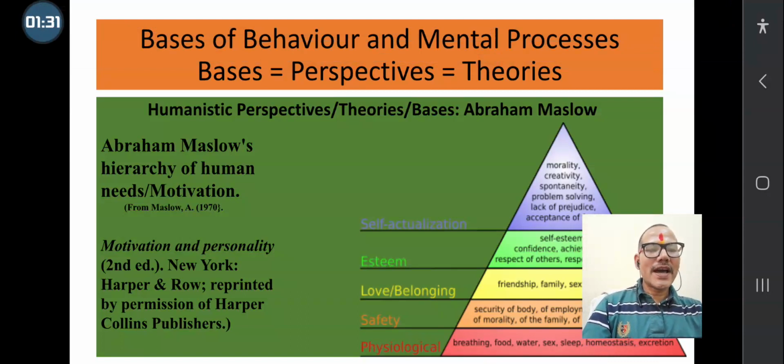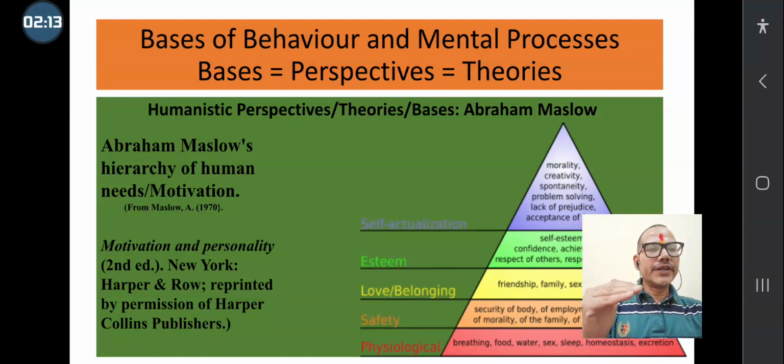See, all of us have the biological bodily need for breathing in, for taking air, taking food, water, sex, sleep, homeostasis, excretion. So if any of these needs, such as passing the stool, passing the urine, quenching thirst, satisfying hunger, or satisfying the sexual need, is blocked, our behavior becomes changed, our mental processes become different. Then our second need is the need of safety.